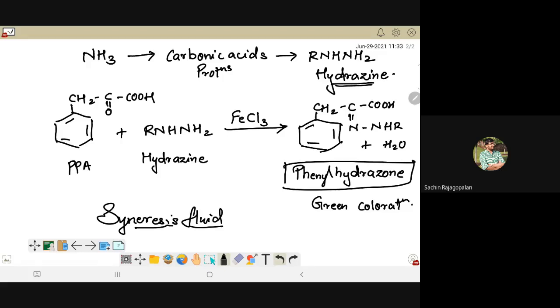The interpretation, as sir very correctly mentioned, has to happen in 1 to 5 minutes. It has to be an immediate interpretation for a basic reason: the color fades very quickly. So it is better to interpret it as early as possible, because phenyl hydrazone gets oxidized further. So before it is oxidized, you have to quickly note the color. Okay, so that is what I wanted to mention.